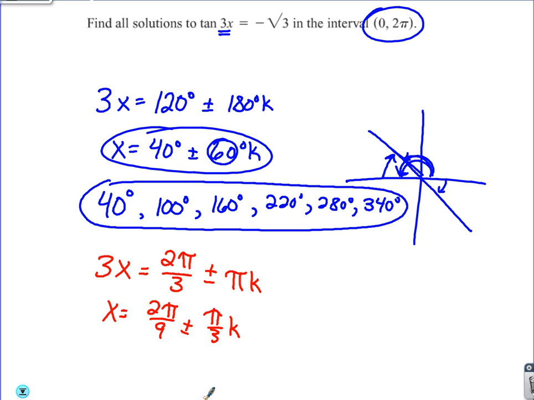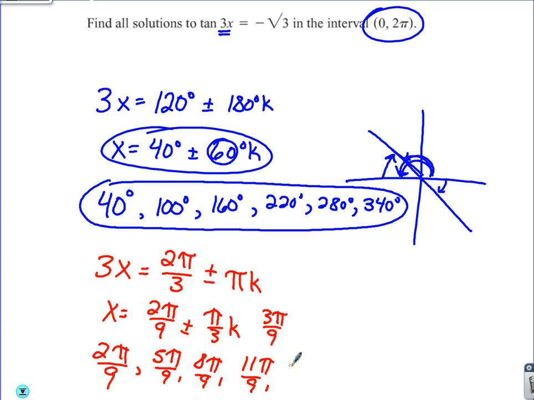So here we go. Your first answer is 2 pi over 9. And you can check that. Pi over 9 would be, let's see, 180 divided by 9 is 20. 2 20s is 40. And then we're going to tack on pi over 3s. To get a common denominator, multiply top and bottom by 3. That'd be 3 pi over 9. So instead of tacking on pi over 3s, let's tack on 3 pi over 9s. So you got 2 pi over 9, 5 pi over 9, 8 pi over 9, 11 pi over 9, 14 pi over 9, 17 pi over 9, and that should be all of them.